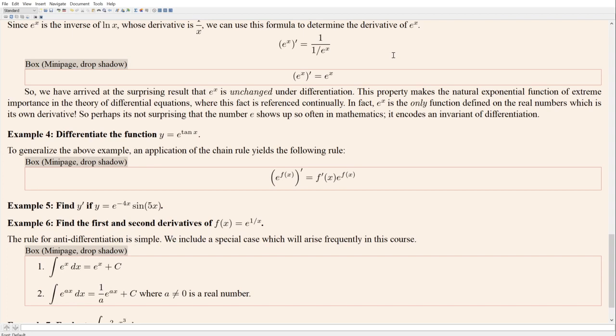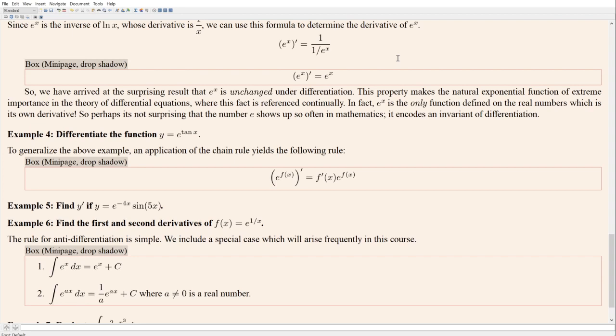So this makes the natural exponential function have extreme importance everywhere. I say particularly in the theory of differential equations, where this fact is referenced continually. I mean, the fact that the natural exponential function is unchanged under differentiation is used to supply an entire first semester's worth of material in differential equations. So if you go on to take a course in differential equations, this fact pretty much inspires most of the course.